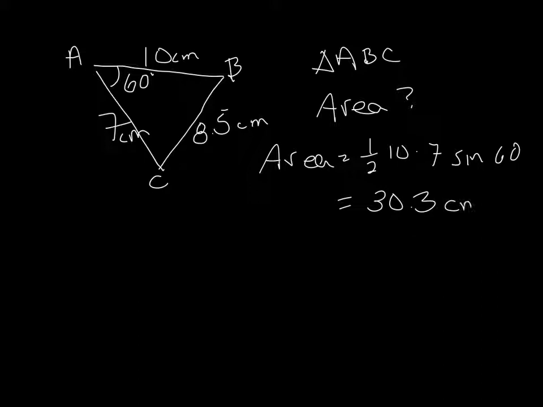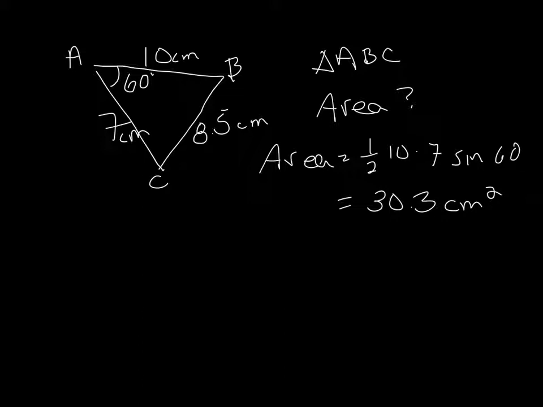And let's pay attention to our units. That's centimeters squared because we are dealing with area. So the big thing here is to understand, which sides do I use? Well, I'm given one angle of 60 degrees. That's my included angle. I need to use the sides that are adjacent and make up that angle. So 10 and 7 centimeters are the sides that I will use.